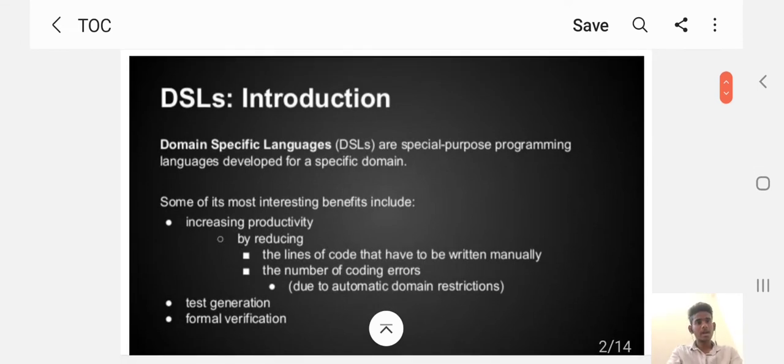Domain specific language introduction. Domain specific languages are special purpose programming languages developed for a specific domain. Some of its most interesting benefits include increasing productivity by reducing the lines of code that have to be written manually, the number of code errors, test generation, formal verification.